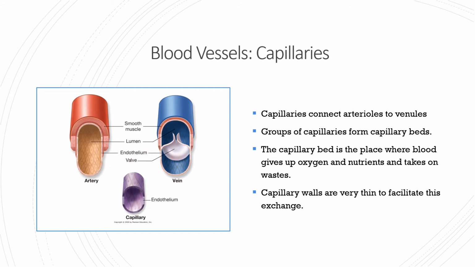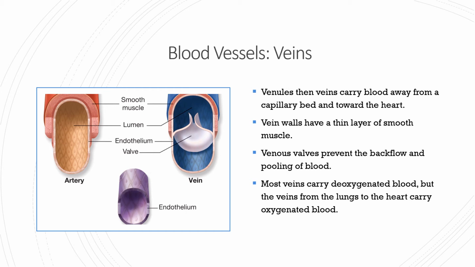And then you have your capillaries. Capillaries connect arterioles to venules. Groups of capillaries form capillary beds, and the capillary bed is the place where blood gives up oxygen and nutrients and takes in waste products, including carbon dioxide. The capillary walls are very thin, and this enables the exchange that occurs. Venules, which are basically a smaller form of a vein, carry blood away from the capillary bed and towards the heart.